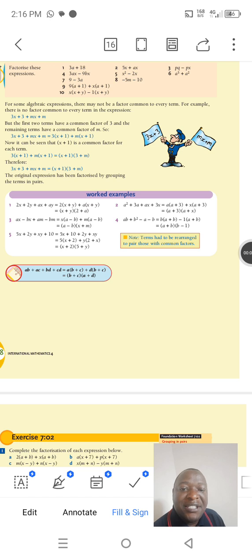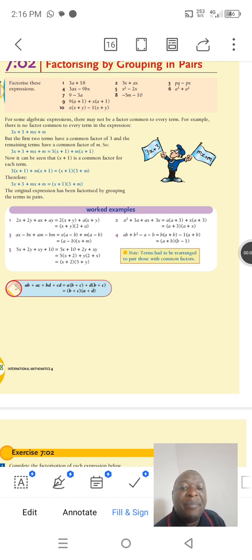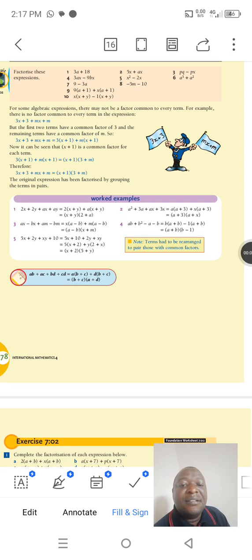Now the sign changes, because if we open up the bracket, minus 1 times a becomes minus a, then minus 1 times plus b gives us minus b. Therefore, you can notice that what is in the brackets is again the same expression. So we factorize it out, and the expression becomes a plus b in brackets into b minus 1. So that's the final factorized format for question number 4.